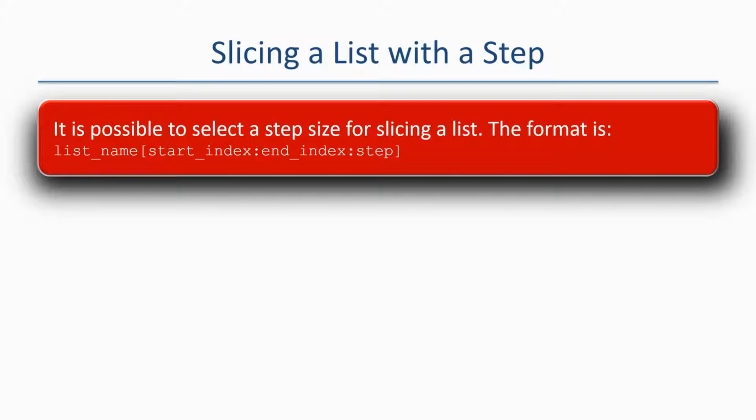For example, if the start index is 2, the end index is 10, and the step is 3, then it means that you first extract a section or a slice of the list which starts with index 2 and ends with index 9, and then you select every third element.